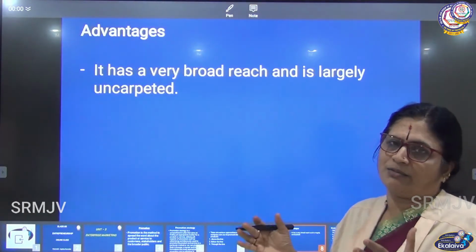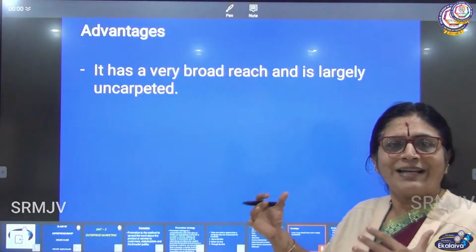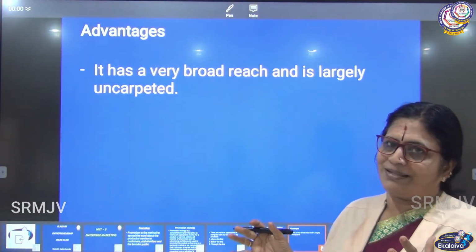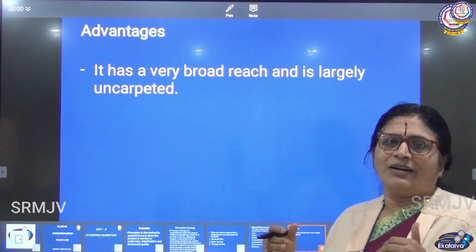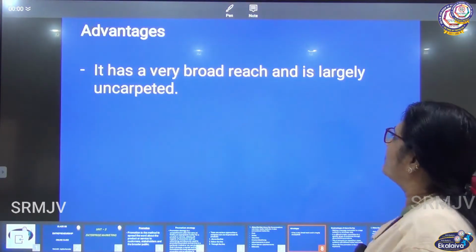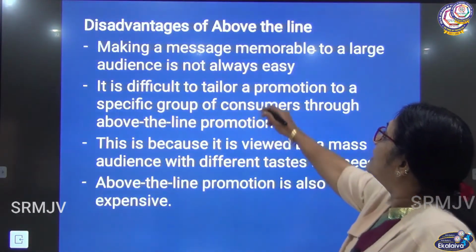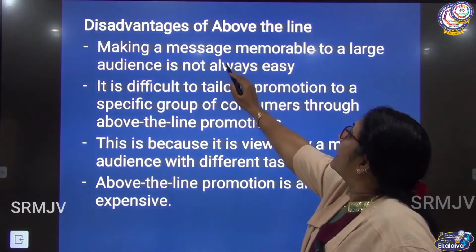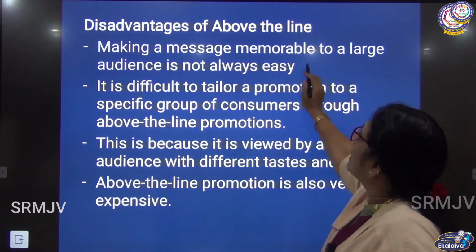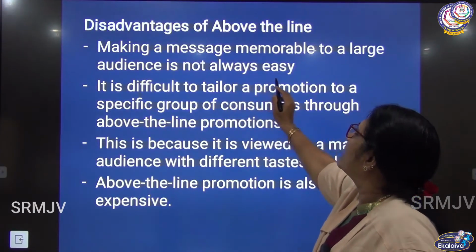Advertising is one of the easiest modes, through media, through television. Of course, it's a bit expensive. Okay, it is very expensive. That is one of the disadvantages, right? So now let's go to disadvantages. What are the disadvantages? Disadvantage of the above the line. What is that? Making a message memorable to a large audience is not always easy.